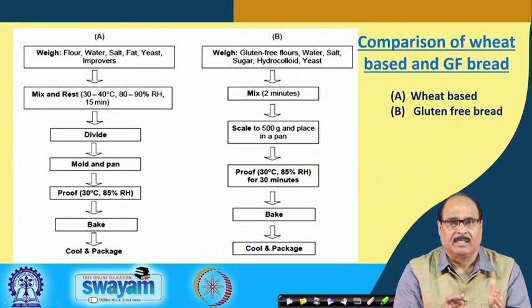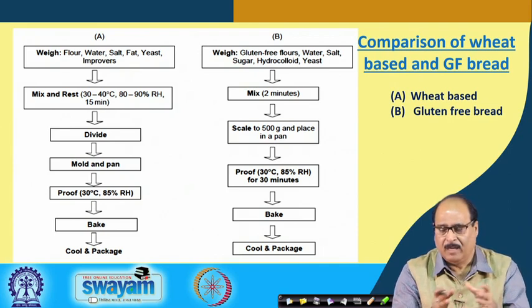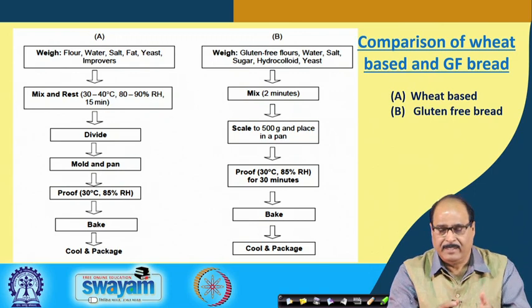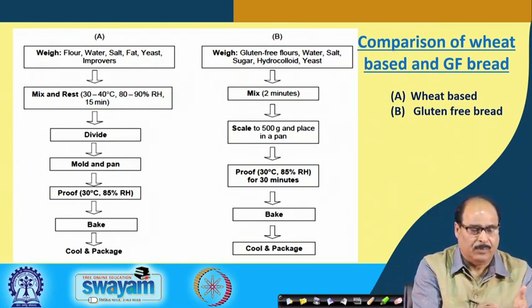So, in this process, in fact, it is a comparison of the wheat-based bread as well as the non-wheat or gluten-free bread. For the wheat flour bread, as I told you, flour, water, salt, fat, yeast, and some improvers are added, mixed properly, and given a rest at 30 to 40 degrees Celsius, 80 to 90% relative humidity for about 15-20 minutes. So that is the rising or the development. And finally, it is divided or molded into a pan and finally proved.